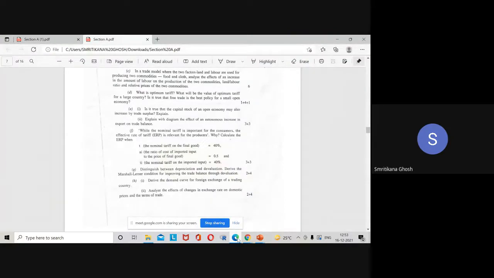Another one: is it true that free trade is the best policy for the small open economy? Yes, it is the best policy, because if tariff is imposed by the small country, what will be the effect? Only the volume of trade will fall. It will not get the benefit of improving terms of trade because it is very small. It cannot influence the price. So the terms of trade effect is zero for the small country. Only the volume of trade effect is there, and it is negative because the volume of trade falls because of the tariff. So the best option for the small country is to go for free trade.